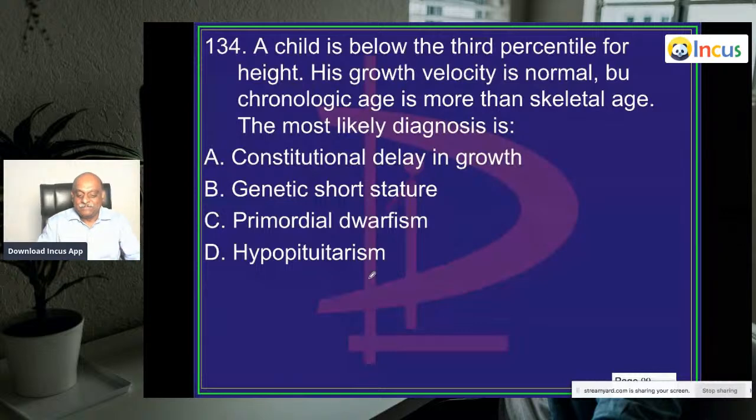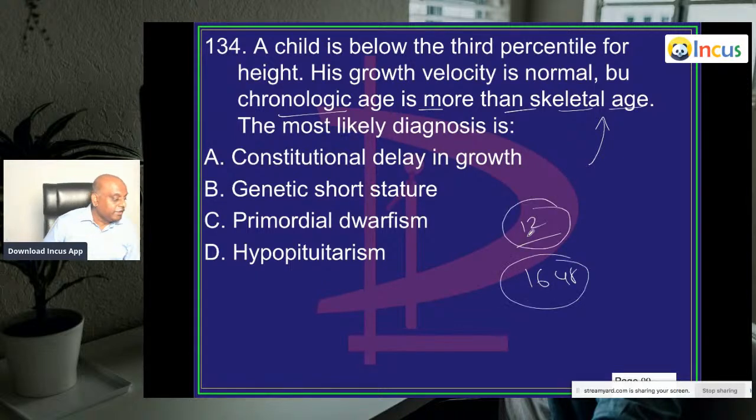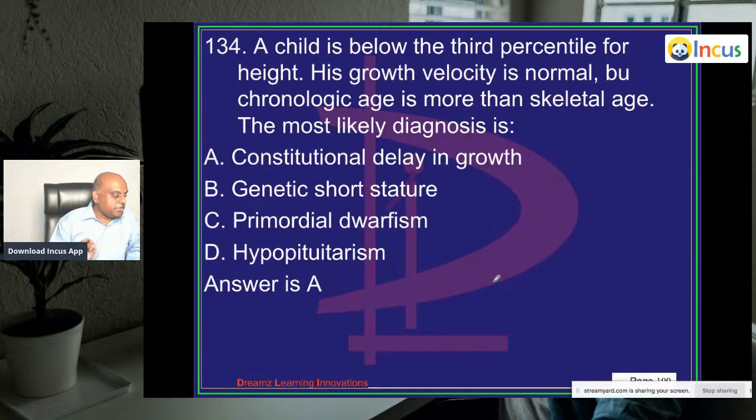Be very sure. A child is below the third percentile of height. His growth is normal, but chronological age is more than the skeletal age. Skeletal age dekha jaye to 12 saal ka hai, magar date of birth certificate dekhe to 16 years ka hai, magar unka skeleton to 12 saal bachche ka skeleton hai. If the bone age is that of a 12-year-old, but the chronological age is 16 years, what is the diagnosis? Constitutional growth delay.